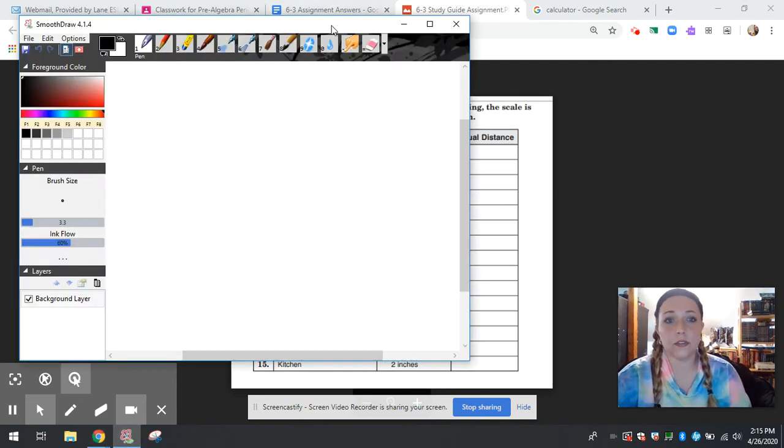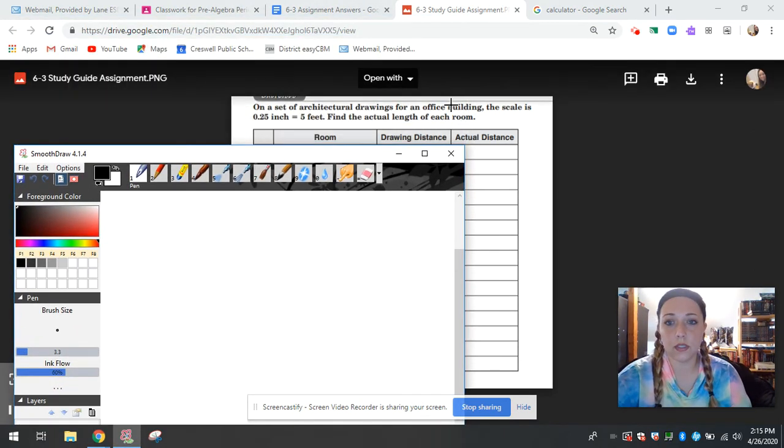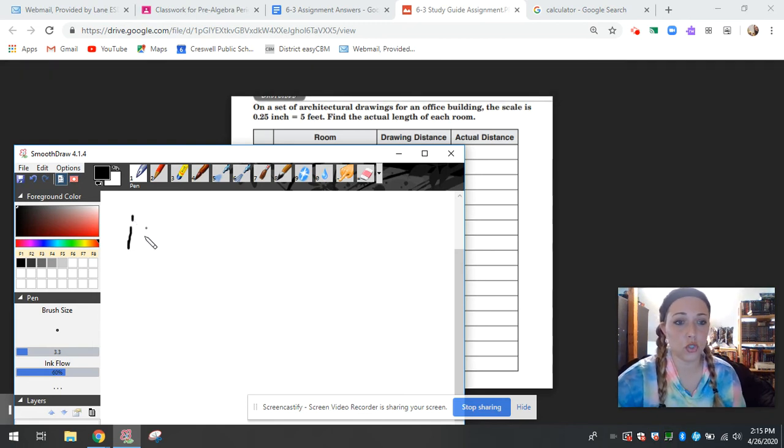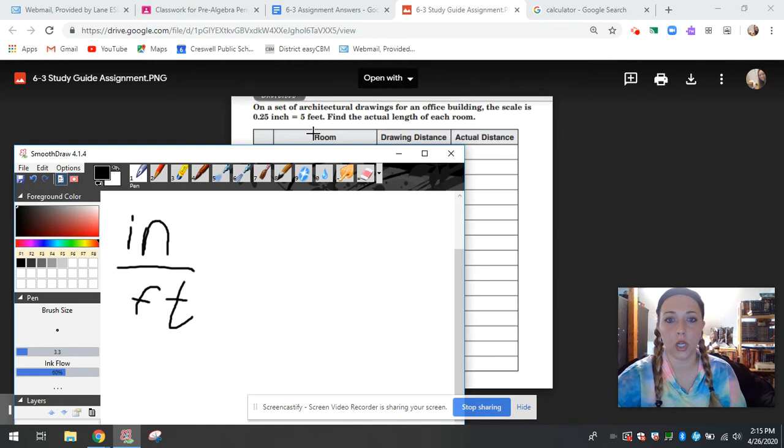Okay, the scale factor is the same. It's the same set of instructions. It's the same architectural drawings or blueprints for this office building. So the scale factor is still 0.25 inches to 5 feet. Inches to feet. Put my inches on the top and feet on the bottom.